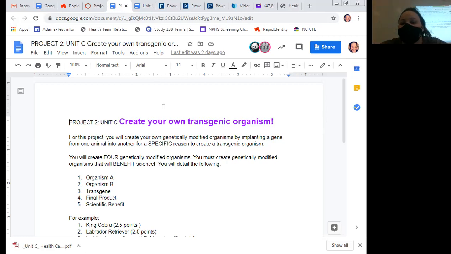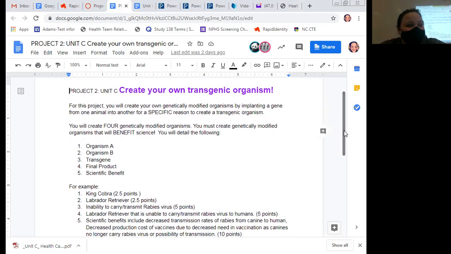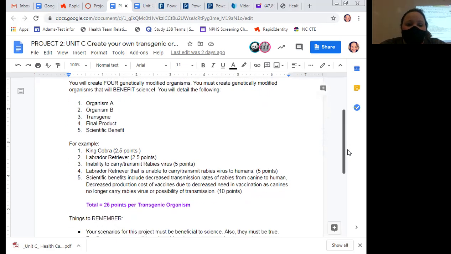So I'm going to go through the example that I gave you. Now, again, it doesn't have to be corn. You see where my mind is? It doesn't have to be animals. You can do bacteria. You can use plants. You can mix plants and animals. Again, it has to be realistic within reason, but of course, we're probably not going to mix a king cobra with a Labrador retriever. But for this, for example, my organism A was a king cobra snake.